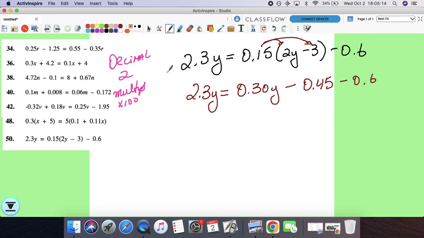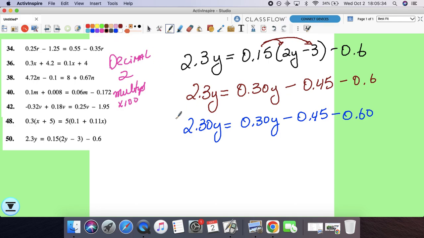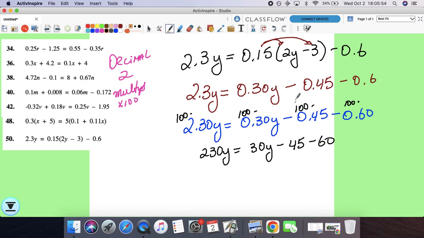So 2.3, well, first of all, before we even multiply, let's make everybody have 2 decimal places. So this becomes 2.30. This is already 2 decimal places, so that's good. This one is also 2 decimal places, but the 0.6 needs a little help, just a 0 at the end. We can now multiply everybody by 100. Multiplying by 100 means move the decimal 2 over, so this becomes 230y. This becomes 30y. This becomes 45. And this becomes 60.